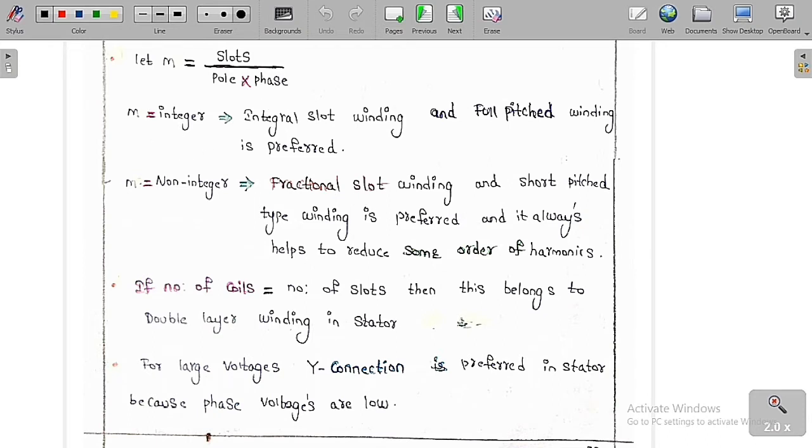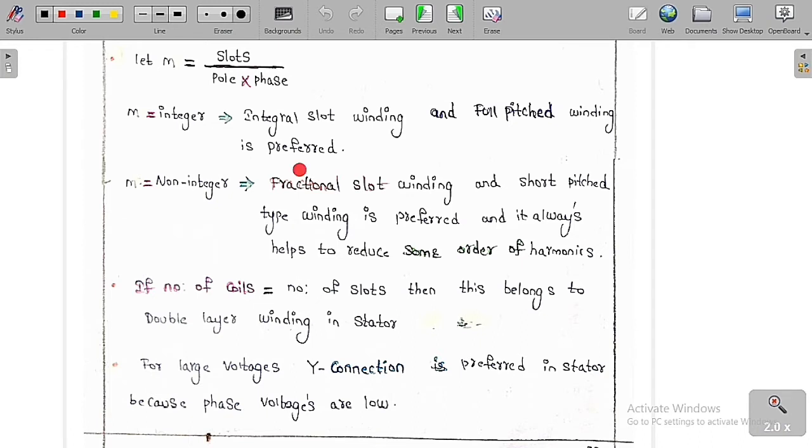Suppose M is an integer, then integral slot winding and full pitch winding is preferred. If M is a non-integer, then fractional slot winding and short pitch type winding is preferred, and it always helps to reduce some order of harmonics, because short pitch winding is always going to remove some of the harmonics. I have already told this important point.